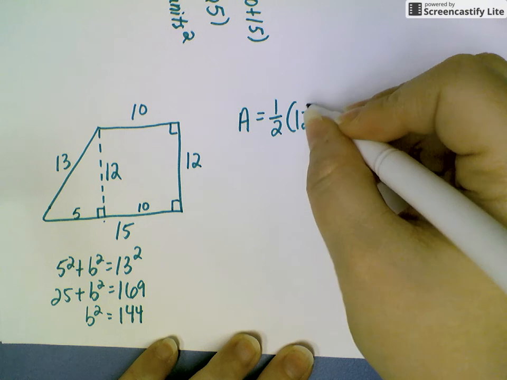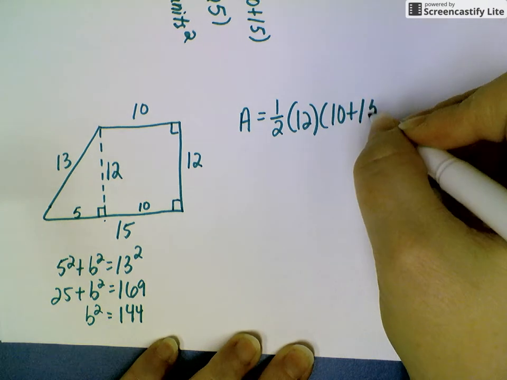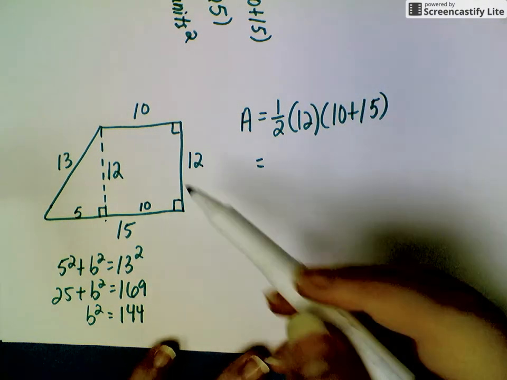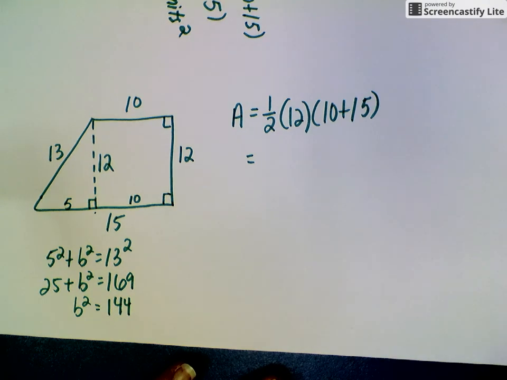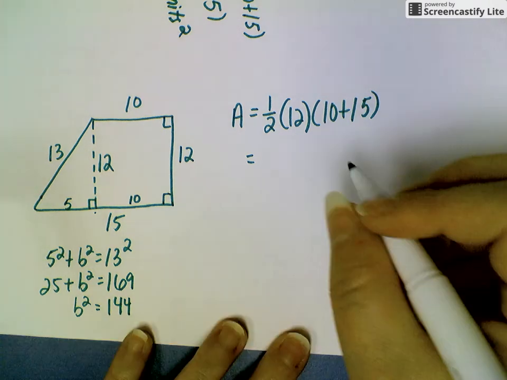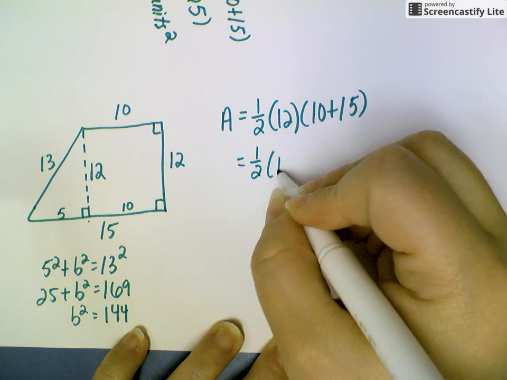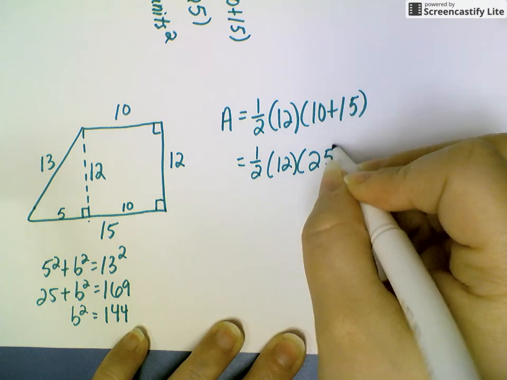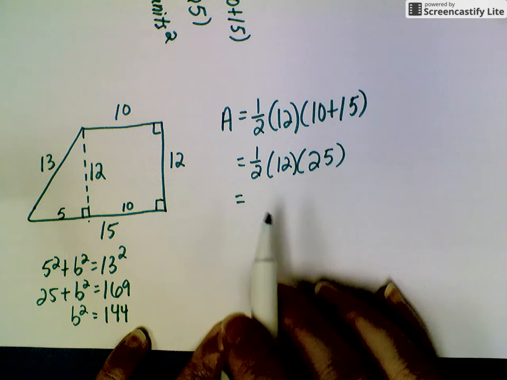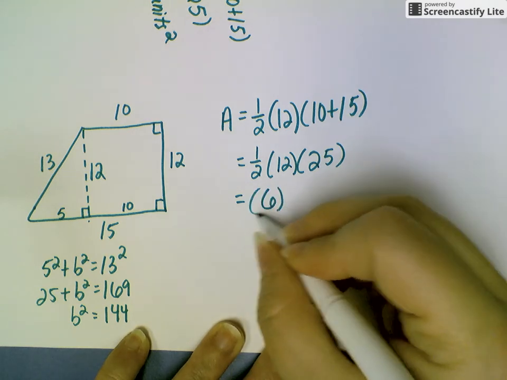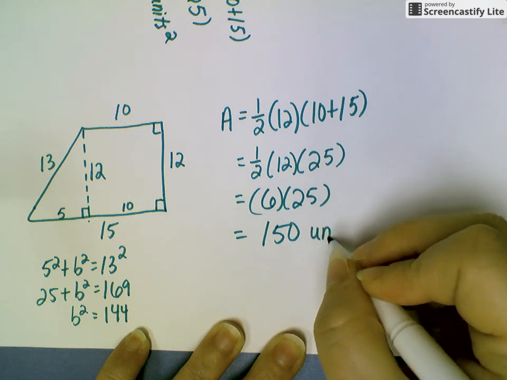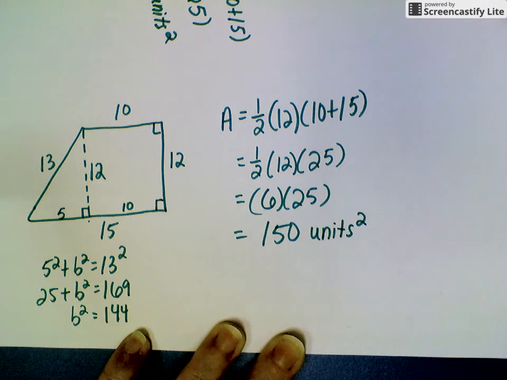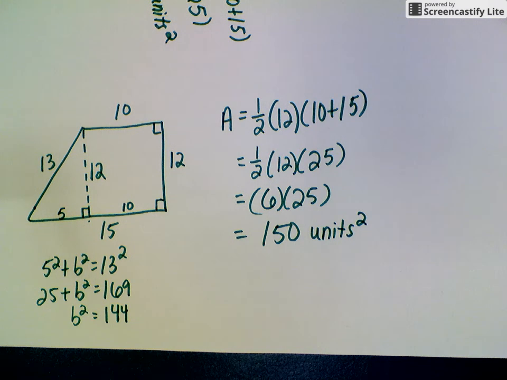1/2 times 12 times 10 plus 15. Now you may have noticed I did use the 10 and the 15 for all the bases in all of these examples. Not every trapezoid will have bases of those. I just liked using those numbers today. And here we go. For this one, I have half of 12. That's going to be 6 times 25, and that would give me 150 square units.